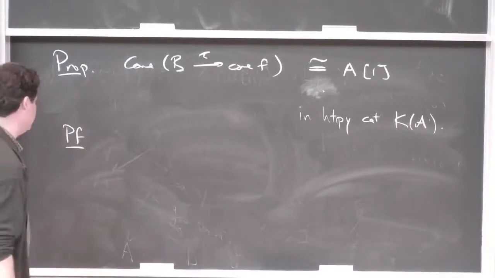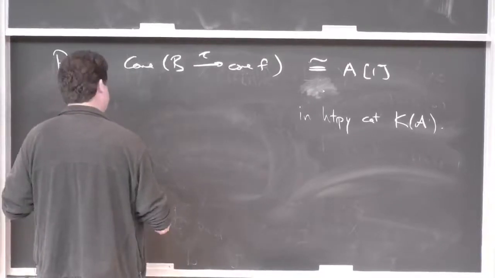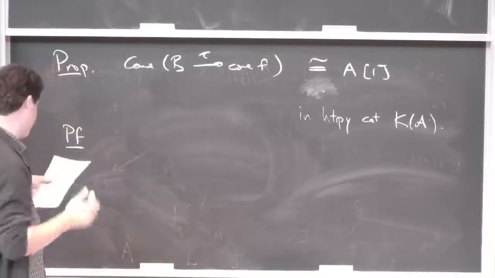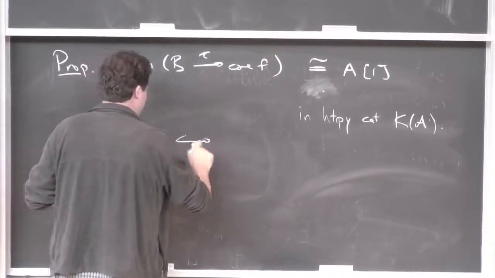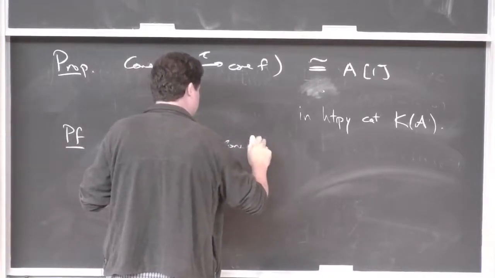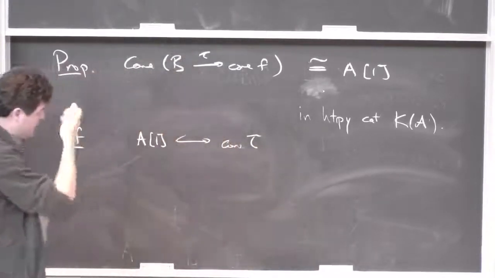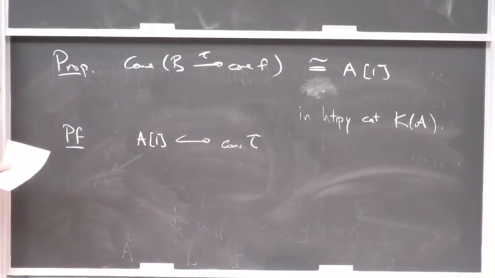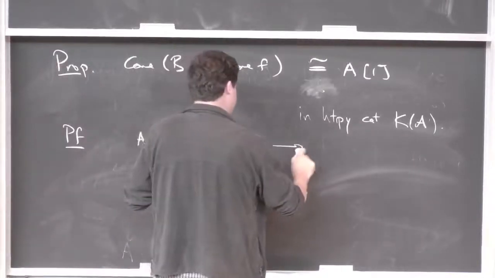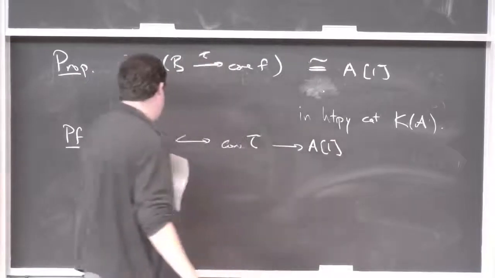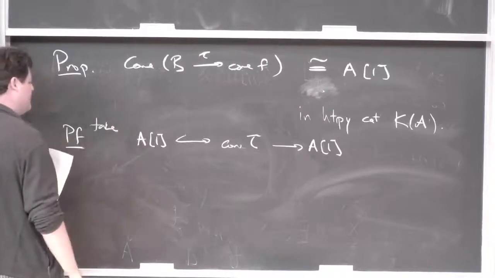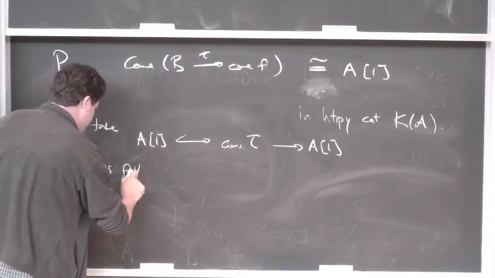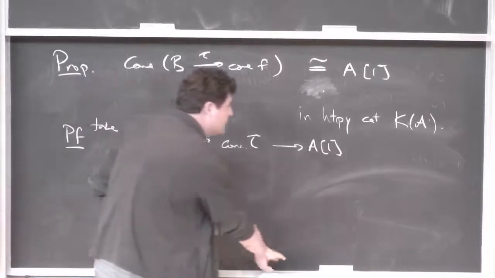There's an obvious inclusion. I'm not going to take the obvious inclusion. We have a map from A shifted by 1 into the cone of tau. And that I'm going to write down for you in components in just a second. And then there's just a natural projection. So I'm going to take two maps like this as follows.